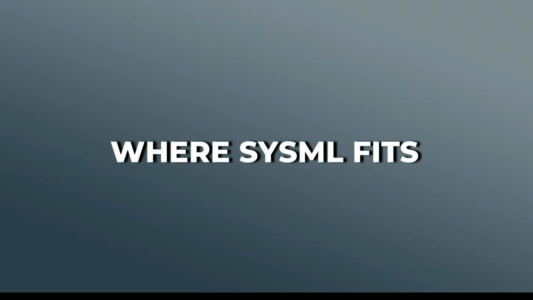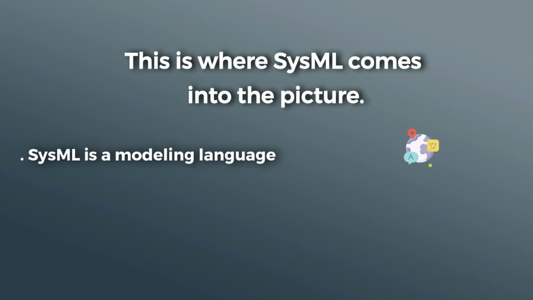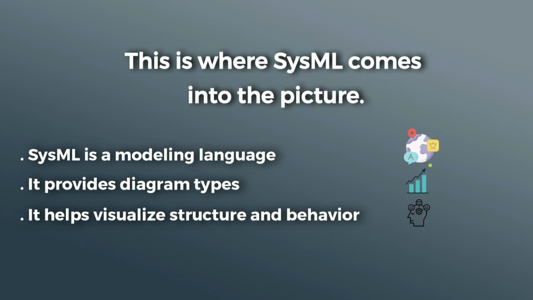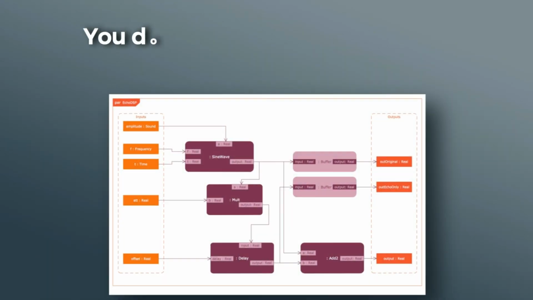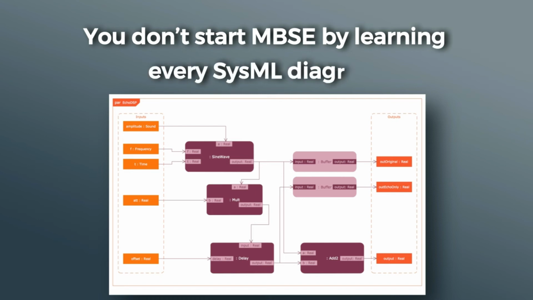Where systems modeling language fits. This is where systems modeling language comes into the picture. Systems modeling language is a modeling language. It provides diagram types. It helps visualize structure and behavior. It supports traceability. You don't start model-based systems engineering by learning every systems modeling language diagram.